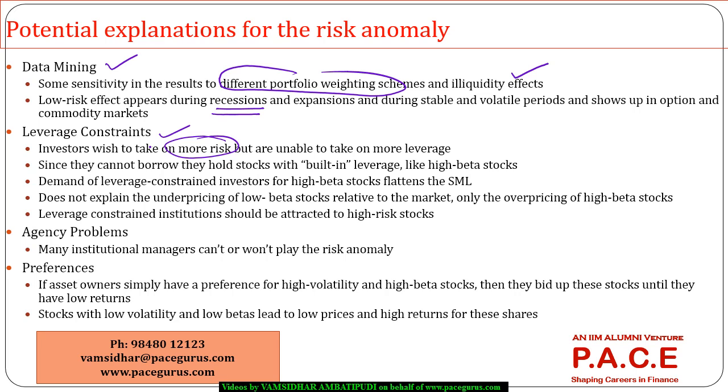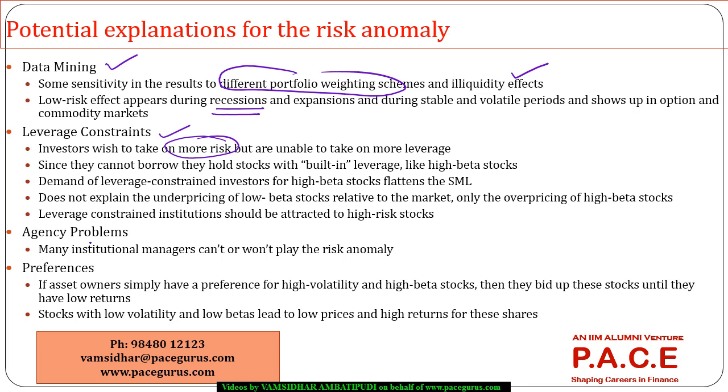But that's one more theory that is getting challenged. If the institutions have a leverage constraint, it means they cannot take more and more borrowings. So if they are not taking more borrowings, they have to hold stocks with built-in leverage like high beta stocks. That is where they are getting more and more attracted to high risk stocks.